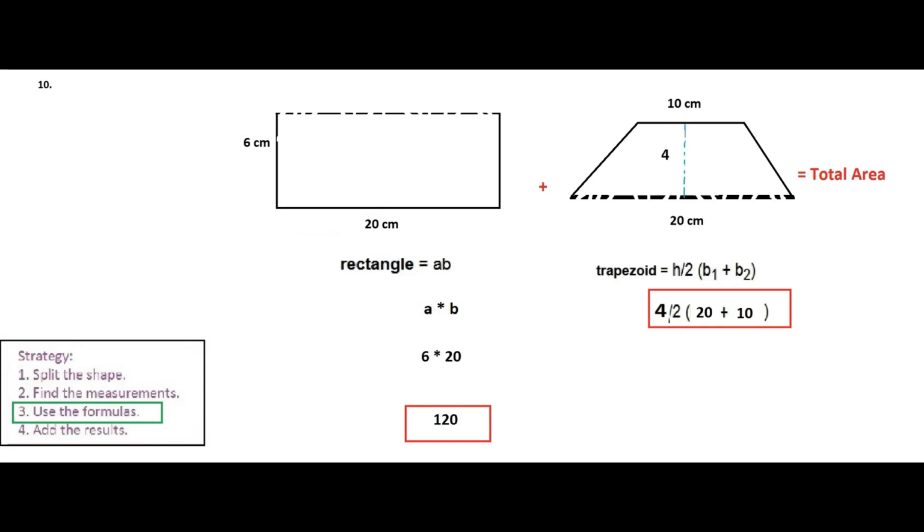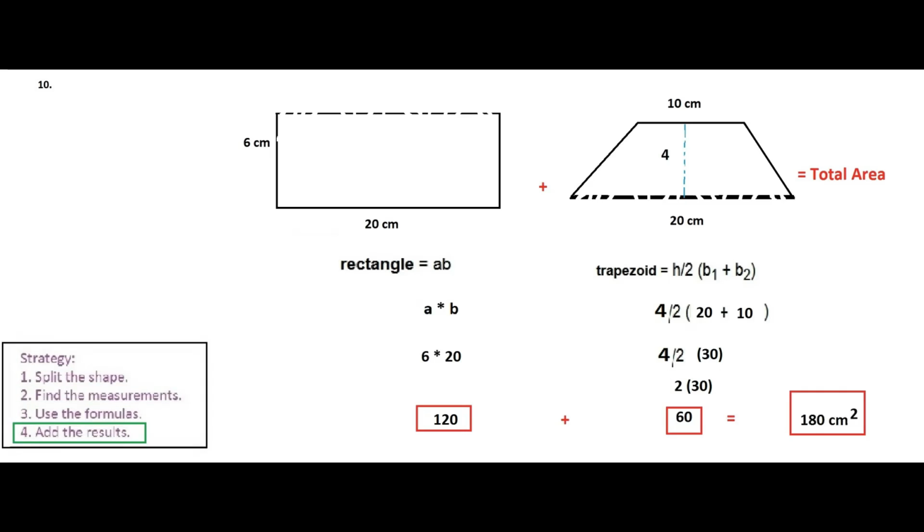Now let's go to the trapezoid. The trapezoid's area is height divided by 2 times base number 1 plus base number 2. Here's where I'm filling in the blanks. That 4 comes from that height that we just figured out. The 20 comes from our bottom length, and that 10 comes from that line segment at the top. So we filled out the necessary measurements. So now it's 4 divided by 2 times 30. And 4 divided by 2 is 2. 2 times 30 is 60.